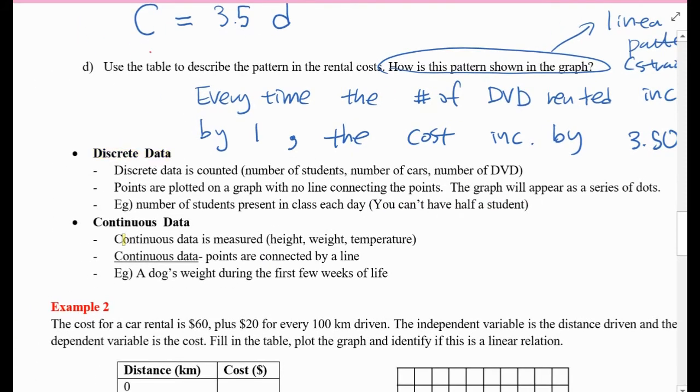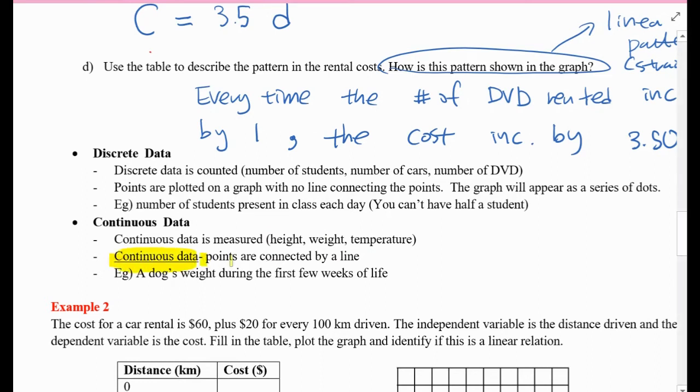Continuous data. Continuous data is measurable. For example, height, you can have decimal points. If one student's height is 172 centimeters, another student's height can be like 181.7 centimeters, right? So height can have decimal points, weight as well, temperature as well. You don't have to count it, you measure it. Therefore, you can have decimal points.